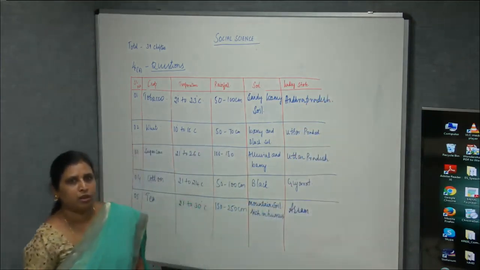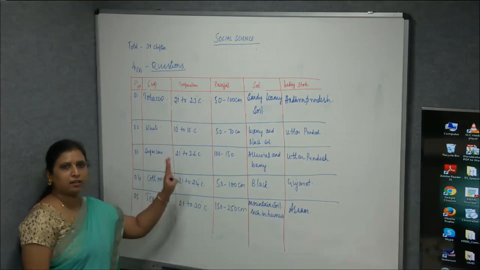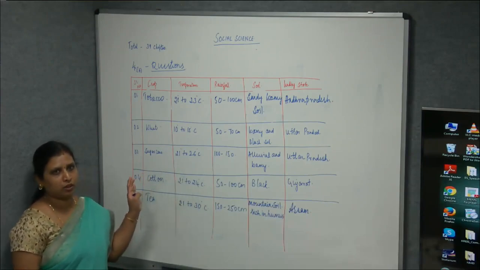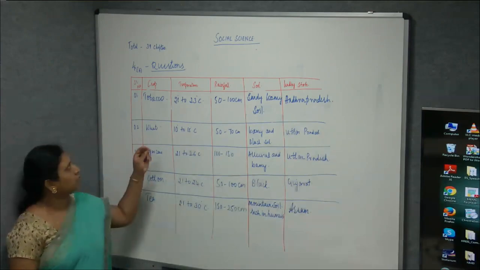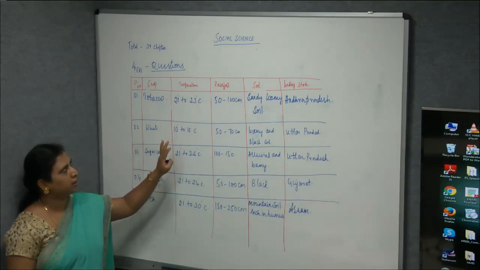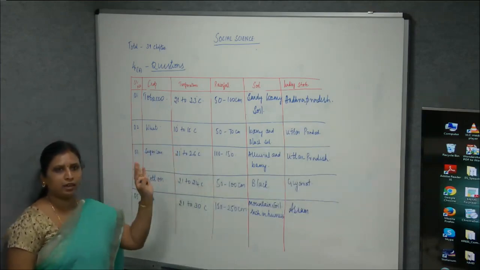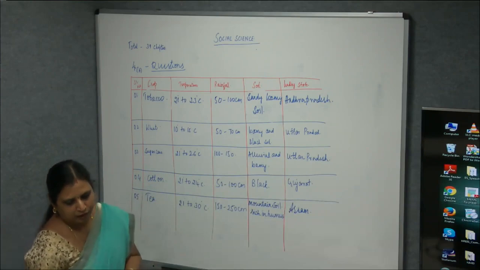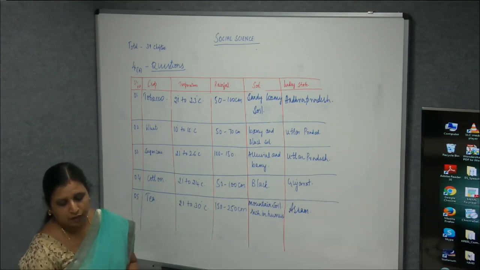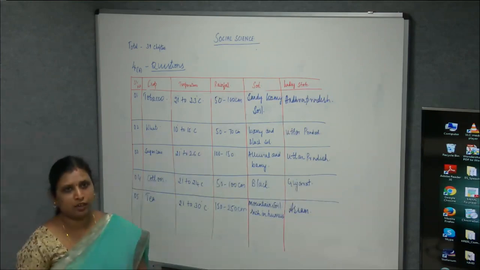So if you prepare a chart like this, it will be easy for you to learn geographical conditions. You have to write the temperature, rainfall, soil and the leading state. And the next question is, explain the role of horticulture in India.